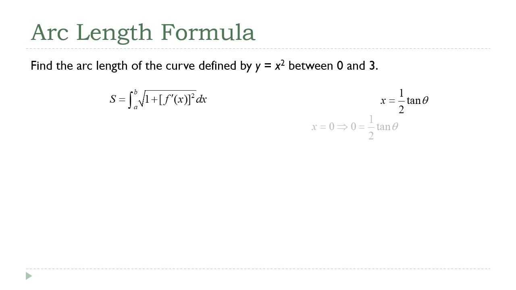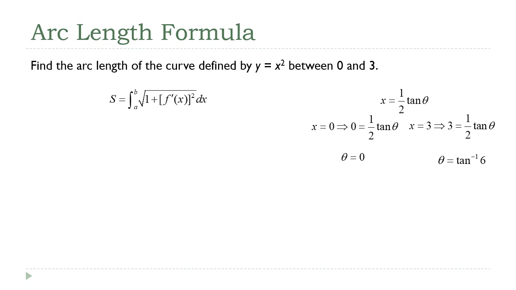Okay, so when x equals 0, we get 0 equals 1/2 tangent theta, which is nice. That's the tangent of theta equals 0, and the tangent is 0 when theta is equal to 0. So that one actually doesn't change. On the other side, when I put 3 in for x, I get 3 equals 1/2 tangent theta. Multiply both sides by 2. Tangent of theta equals 6, which means theta is the inverse tangent of 6. Yeah, okay. That part's not so nice.